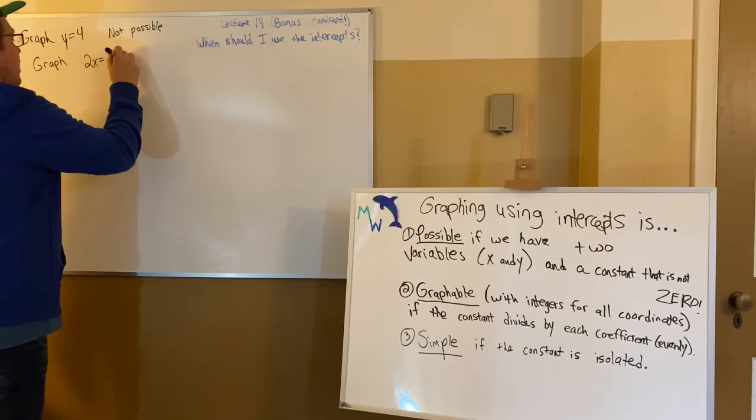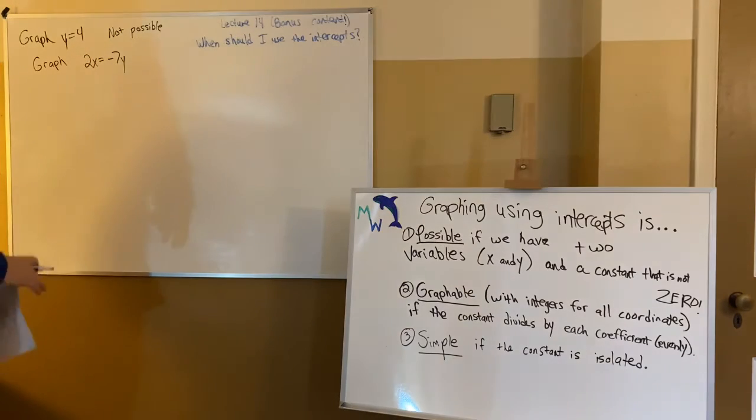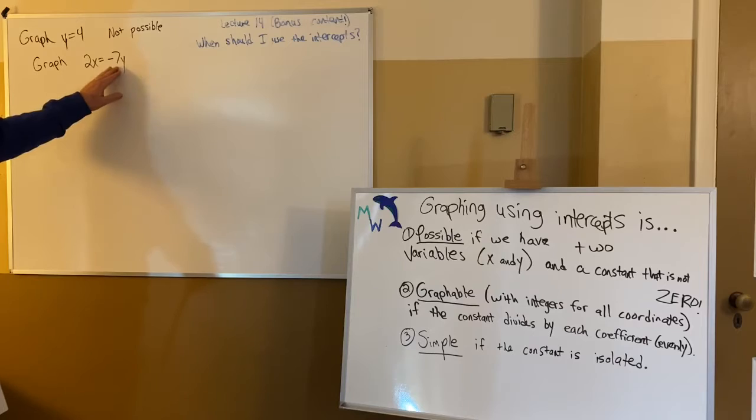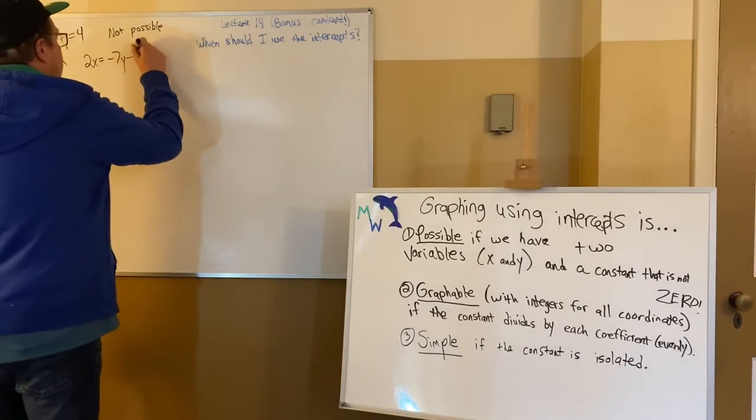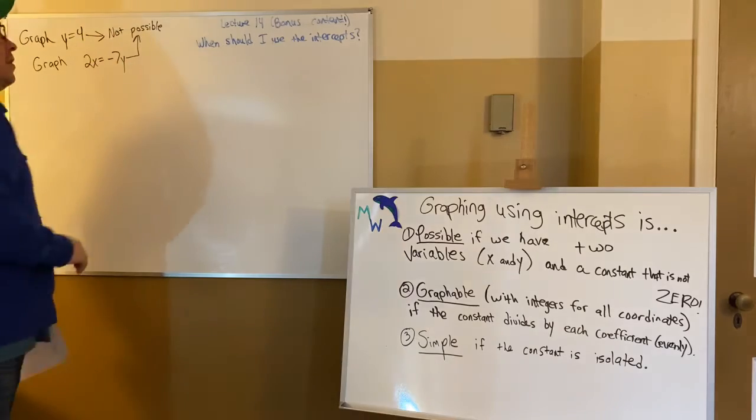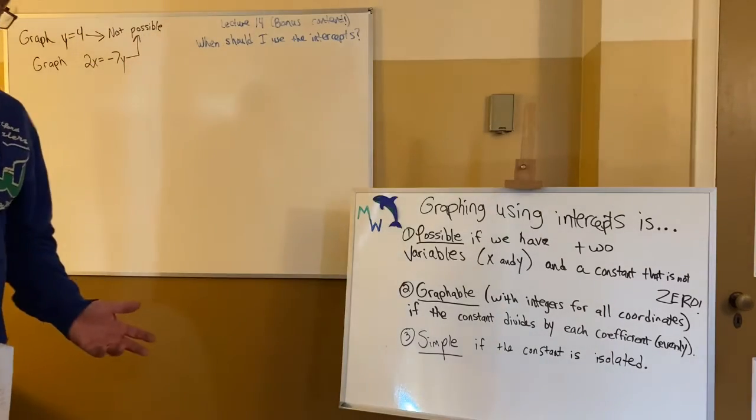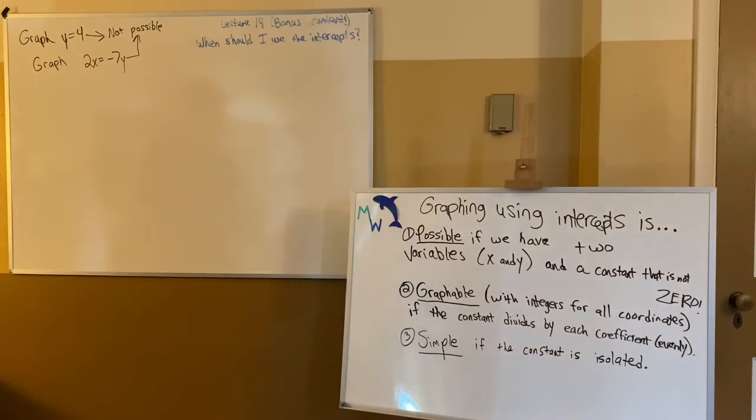2x equals -7y. There's an x term, there's a y term, there's no other constant term. Also not possible. So you could stay there all day, or for life, or for an eternity, and you'll never be able to graph that with intercepts. So don't think intercepts are always going to work.